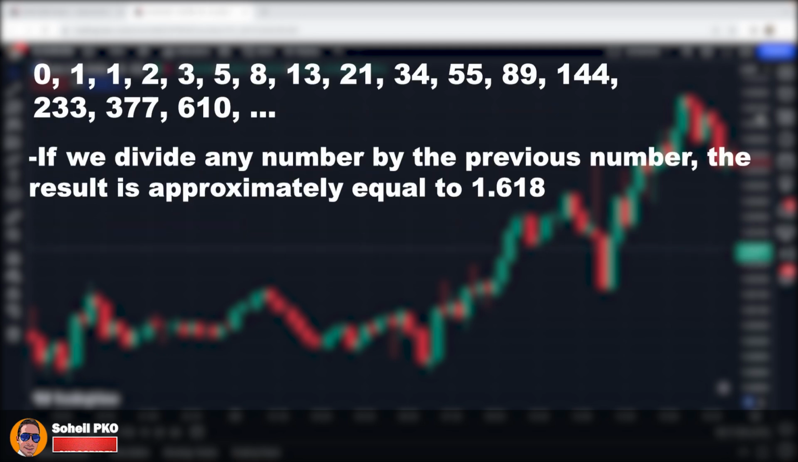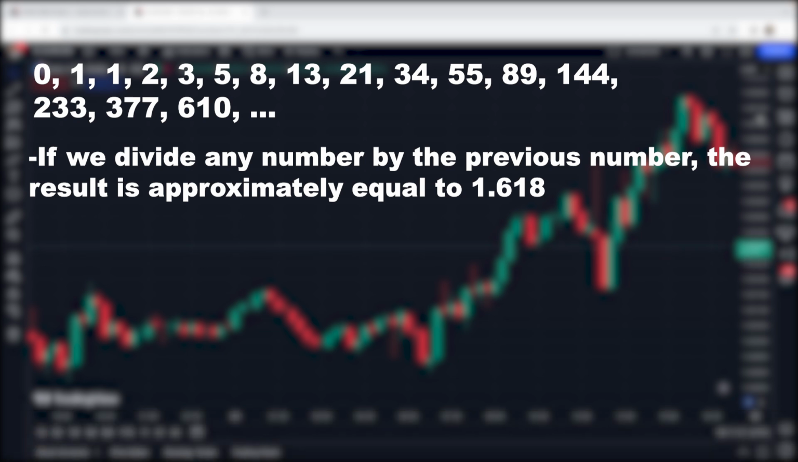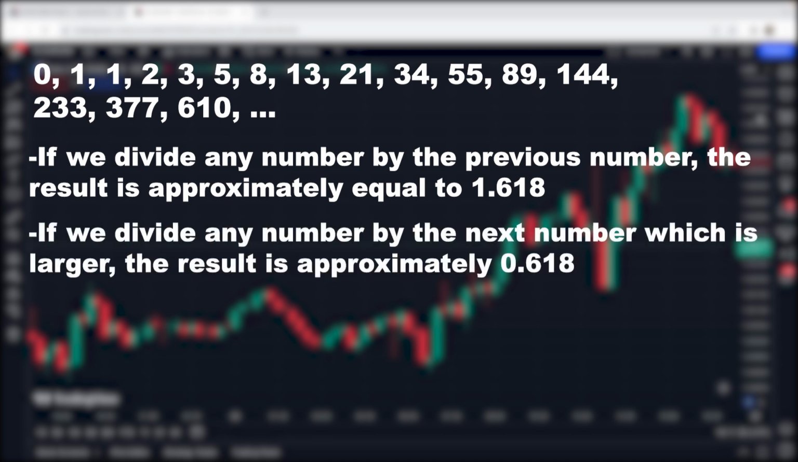If we divide any number by the previous number, the result is approximately equal to 1.618. Actually, as we move forward and the numbers get larger, the result gets closer and closer to 1.618. Now, if we divide any number by the next number, which is larger, the result is approximately 0.618. And similarly, the result gets closer and closer to 0.618 as the numbers get larger.